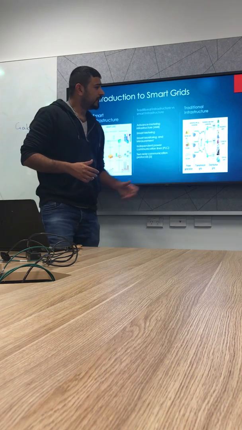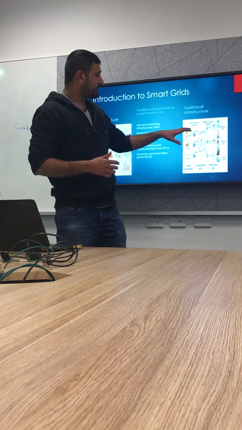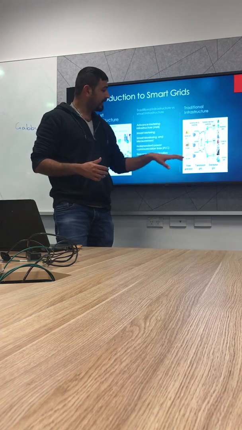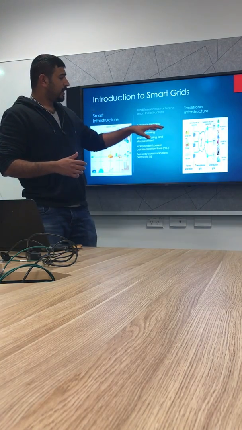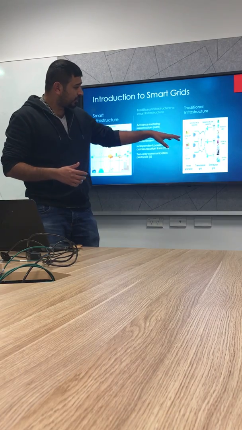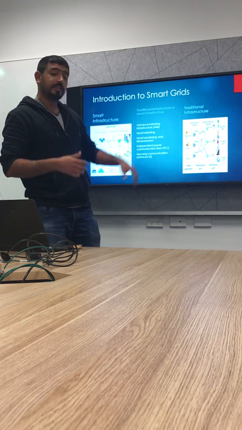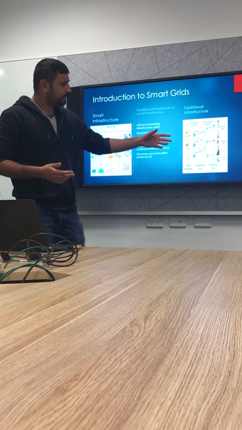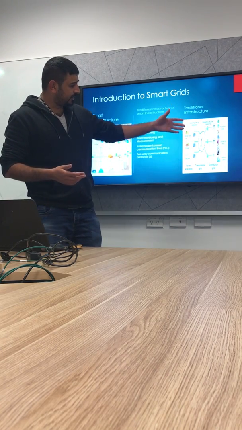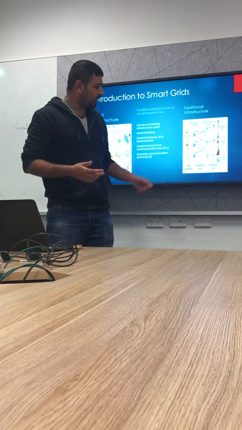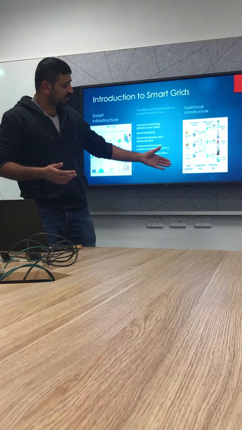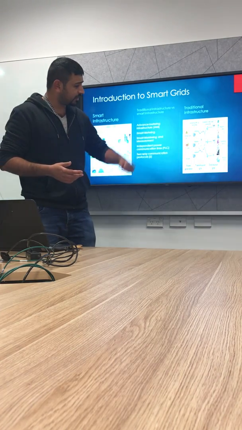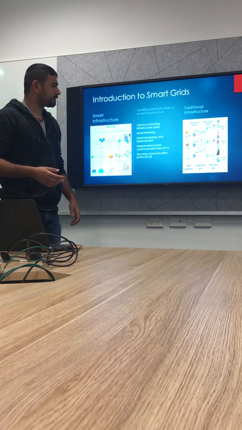On the other side, the conventional infrastructure of the grid can only utilize nuclear plants, oil and coal plants. So this is basically the traditional hierarchy of our system. It contains power generation, the transmission grid, and only in the last stage the distribution grids.